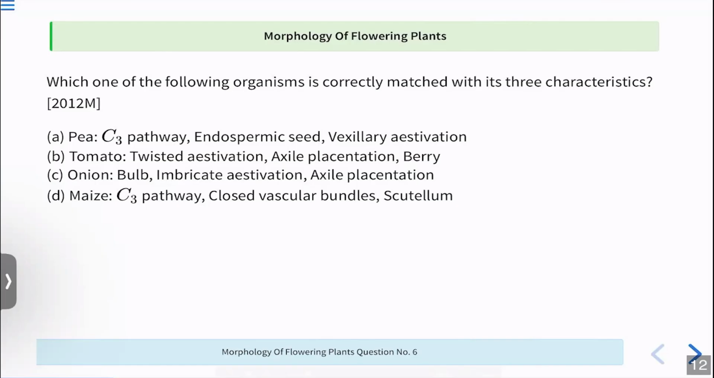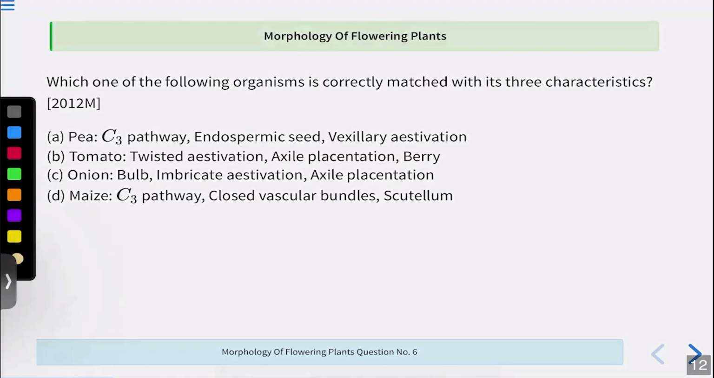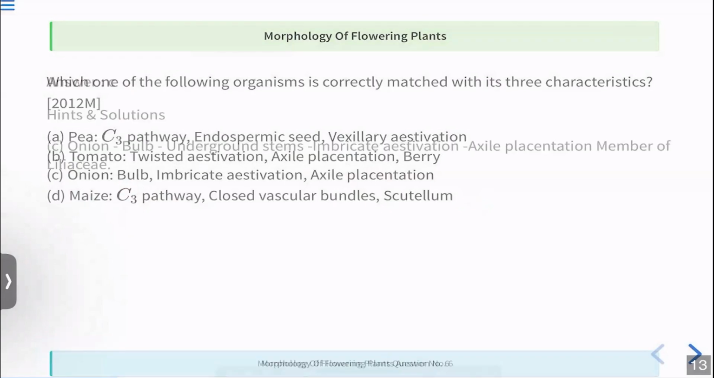Tomato, twisted aestivation, axile placentation, berry. That also matches. Onion, bulb, imbricate, axile placentation. Maize, C3 pathway, close. So maize is not a C3 plant. So we will eliminate our options over here. Maize is a C4 plant, so this option is wrong. Onion, bulb, imbricate aestivation, axile placentation. Okay, let us go to the answer.